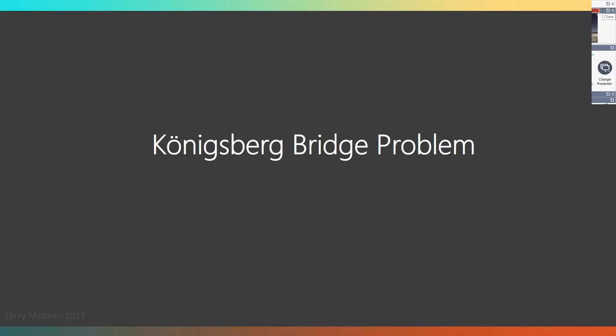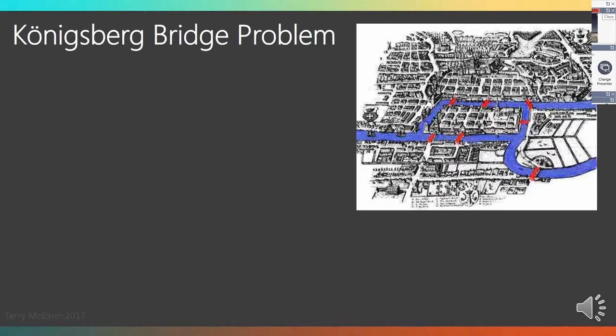So if you are familiar with the Konigsberg bridge problem, just bear with me. If you're not, hopefully you'll find this interesting. Konigsberg, a town which was in Prussia before it became Russia, is not actually known as Konigsberg anymore. It does have a new name. I can't remember what the new name is.